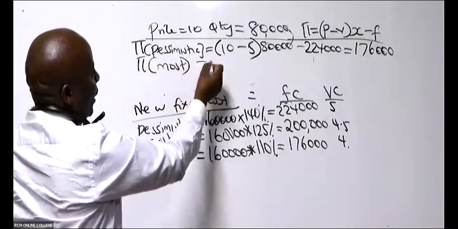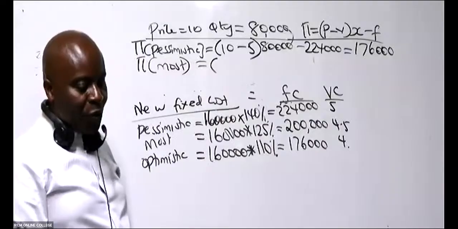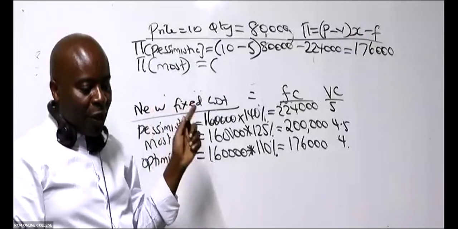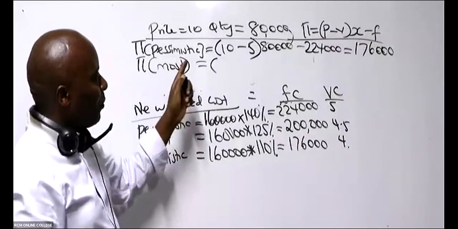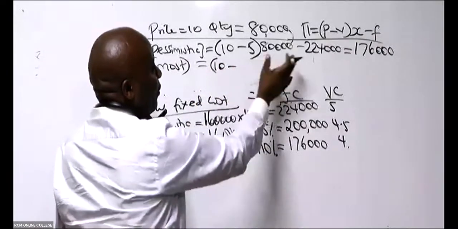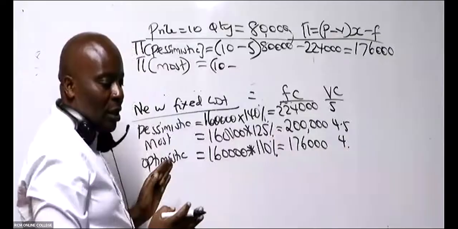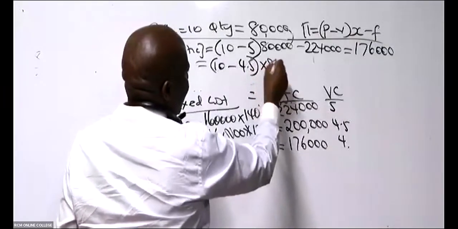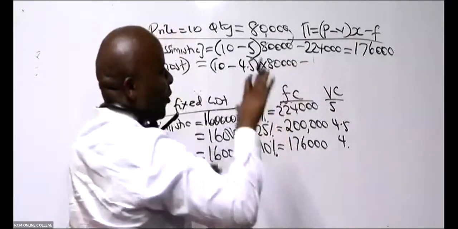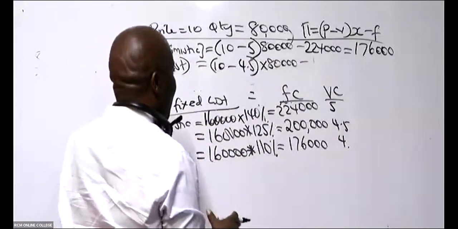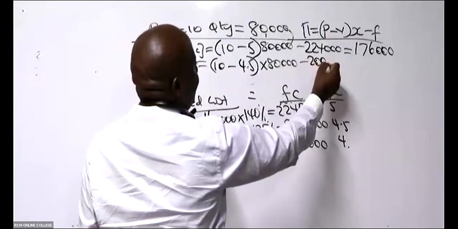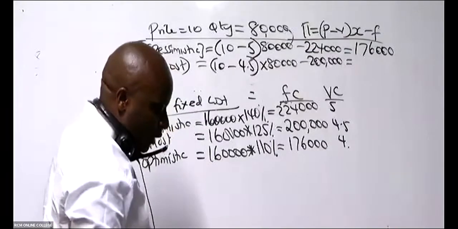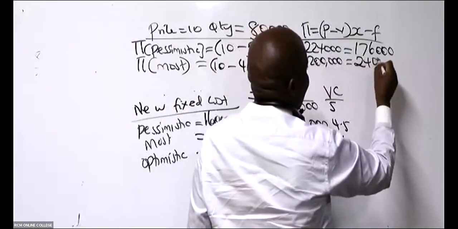If we have most likely, you are following this format. Do we know the selling price? It is 10 minus the variable cost, and the most likely variable cost is 4.5. The quantity is not going to fluctuate. The quantity is 80,000. But remember, fixed costs are fluctuating. So fixed cost most likely is 200,000. So then this one here will give us what figure? According to Lavi, we have 240,000. Thank you so much.